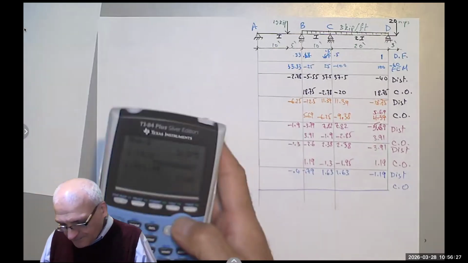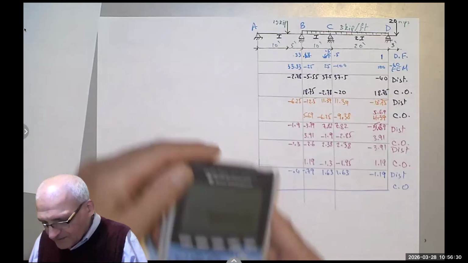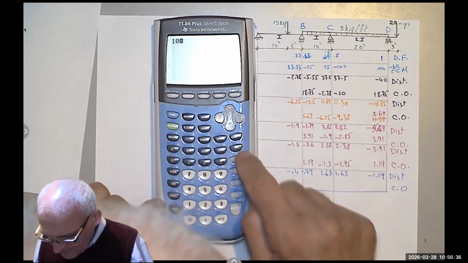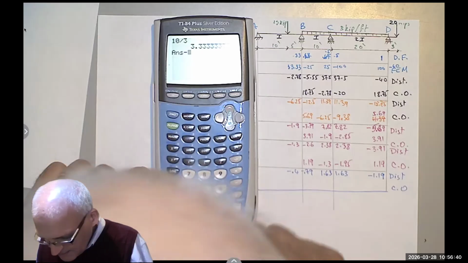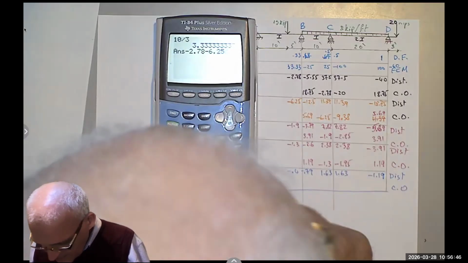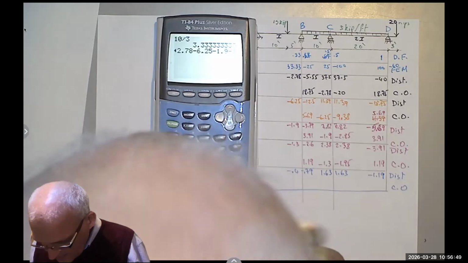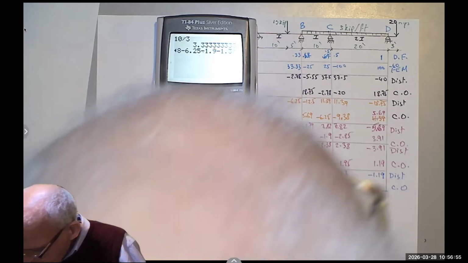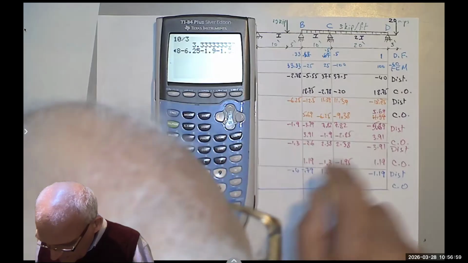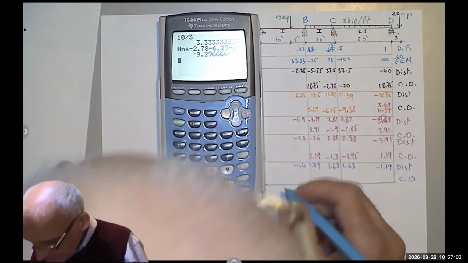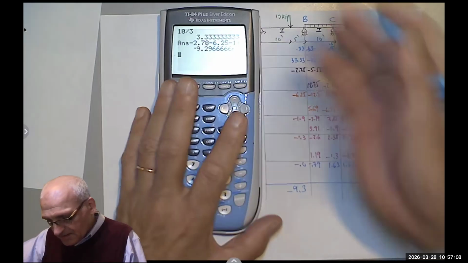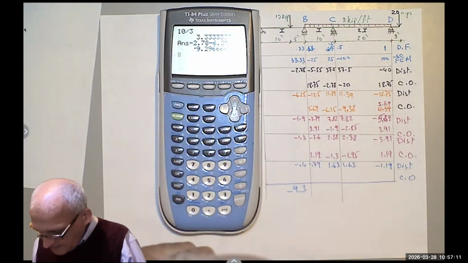So anyway, let's delete those. Okay, so I start here with 3333 minus, well, it's not exact, it's 2.7778, minus 625 minus 1.9 minus 1.3. What did I do? Okay, minus 1.3 minus 0.4. So I get a moment of negative 9.3, because it's rotating.